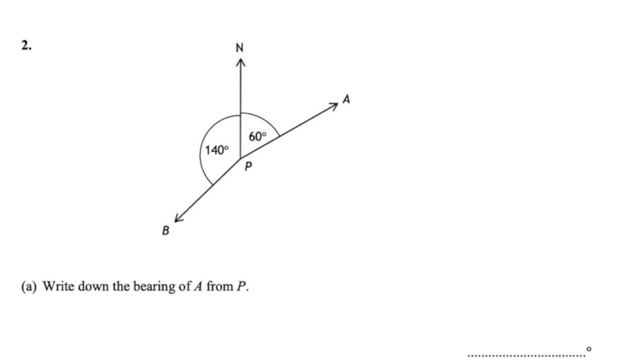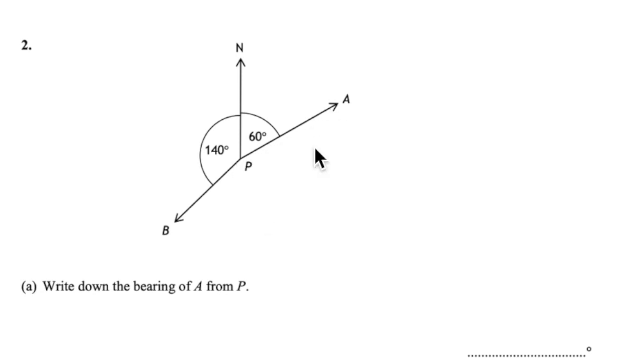So in this question, we have a couple of angles this time and three different points. We've got A, P and B. And we want to write down the bearing of A from P. So again, we've got a north line at P and we have a line connecting P and A.